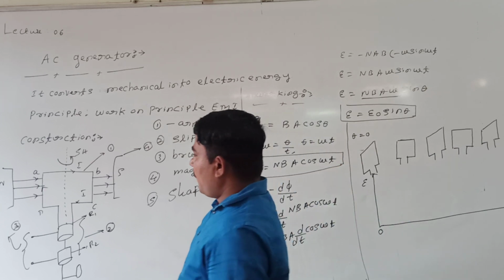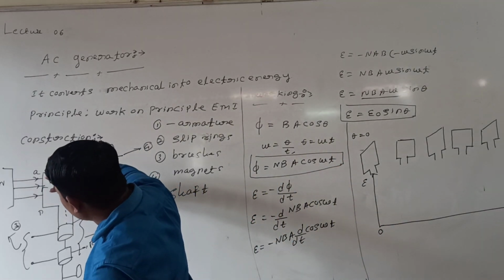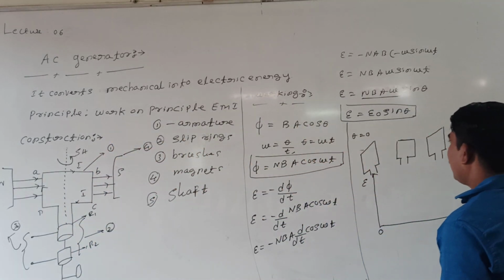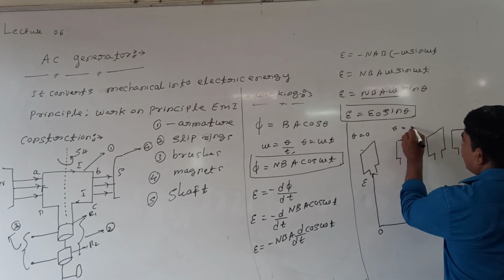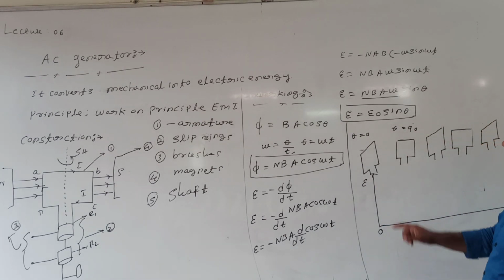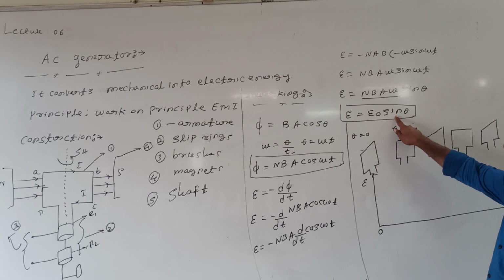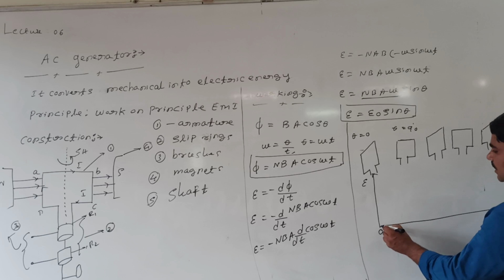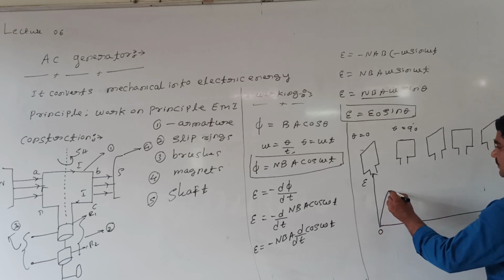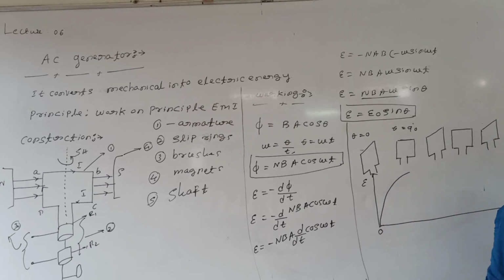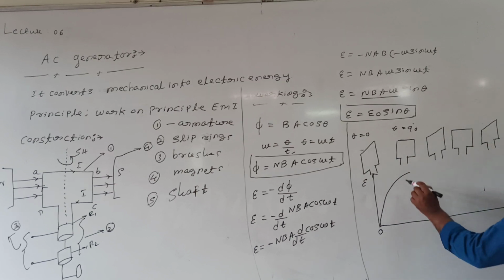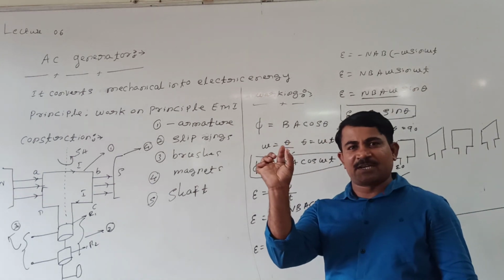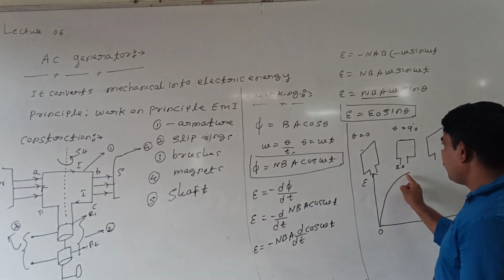But whenever this coil rotates from 0 to 90 degrees, look at me. When the coil rotates from 0 to 90 degrees, what is sine 90? Sine 90 is 1. So 1 into E naught. Then how does the EMF change? The EMF changes like this from 0 to maximum, by 90 degrees. What about this value? This value is equal to E naught. When the coil rotates from 0 to 90 degrees, the EMF changes from 0 to maximum.